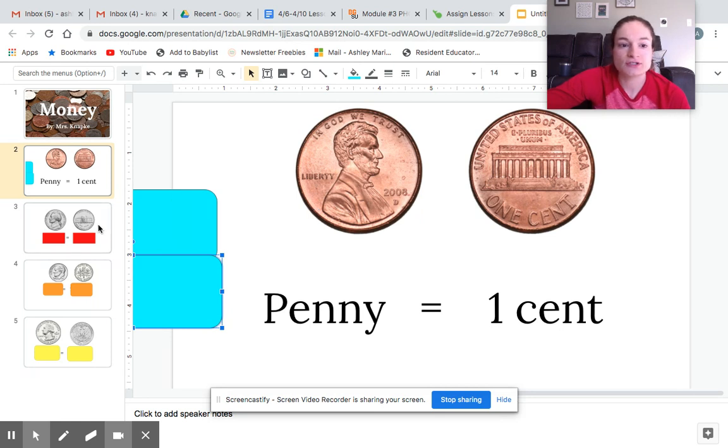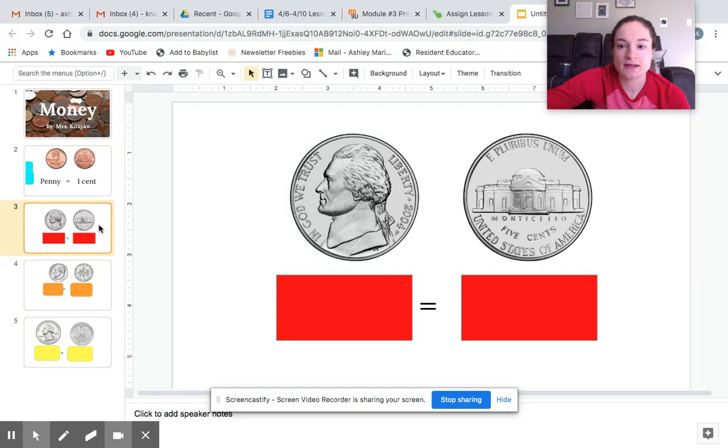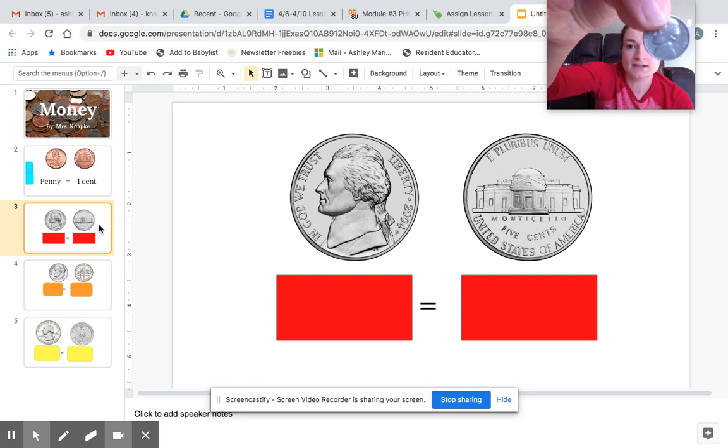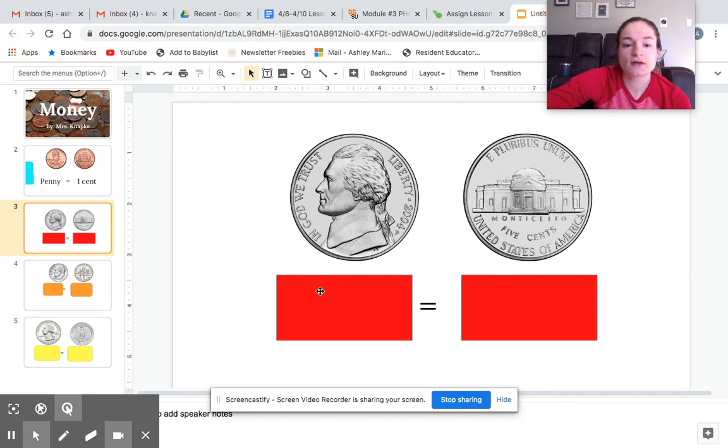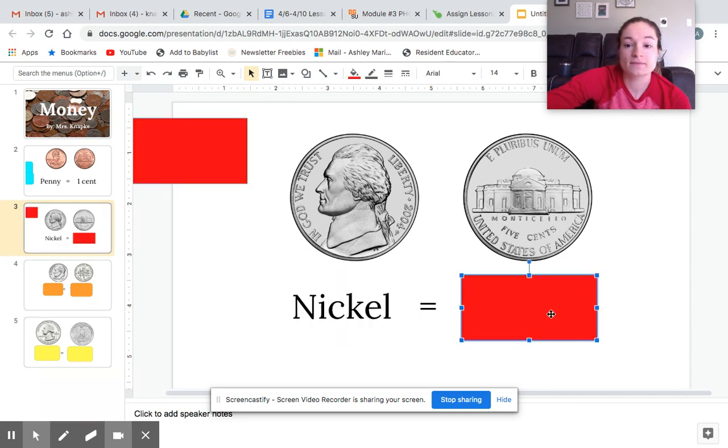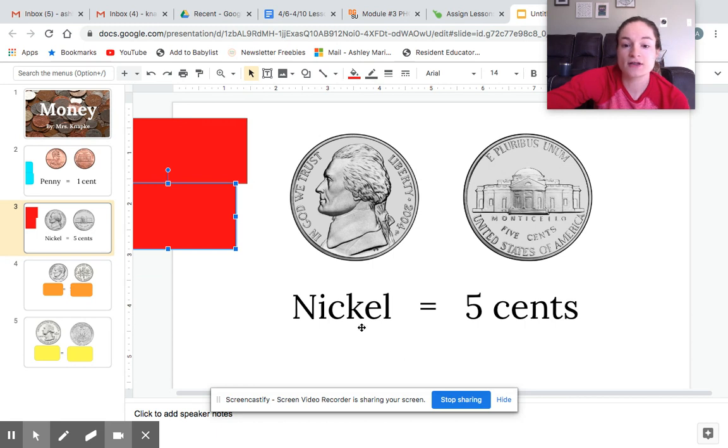The next coin I want you to get out is this coin. It looks like this. It's silver. Here's the head and here's the tail. And if you notice, it's a little bit bigger than the penny. It is worth 5 cents, and it's called a nickel. So 5 pennies, since a penny is 1 cent, would equal 1 nickel, which is 5 cents. So 5 pennies equals 5 cents, which also equals a nickel.